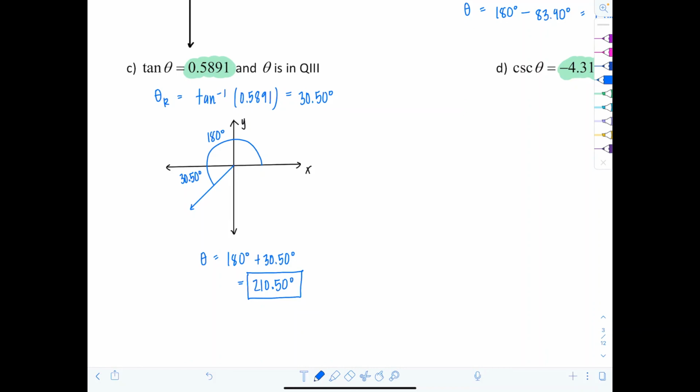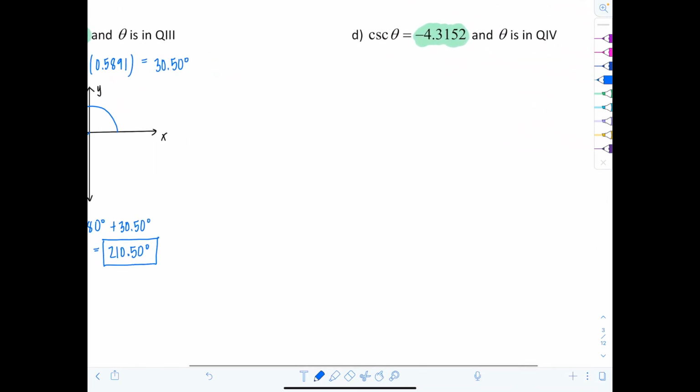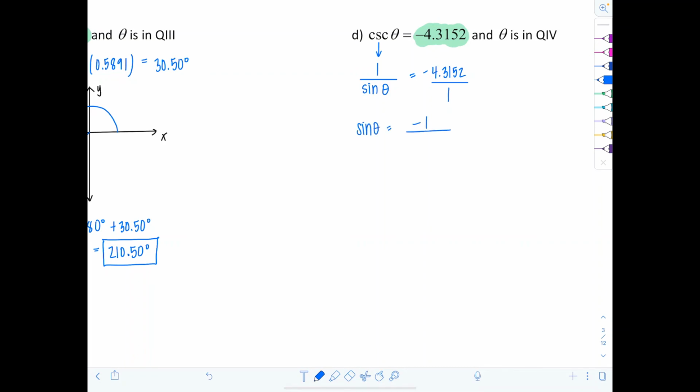All right, last one, we have cosecant of theta equals negative 4.3152, and then theta's in quadrant 4. So like example B, we don't have a cosecant inverse button on the calculator, so remember this is 1 over sine theta equals negative 4.3152. Technically that's over 1, right? And remember what we did last time? That's right, we flipped both sides, so sine of theta equals negative 1 over 4.3152.